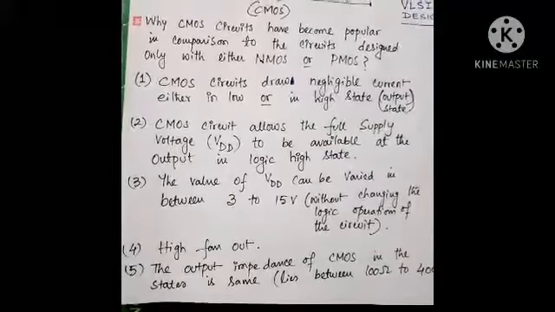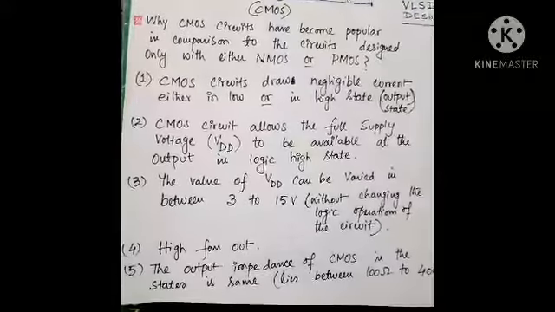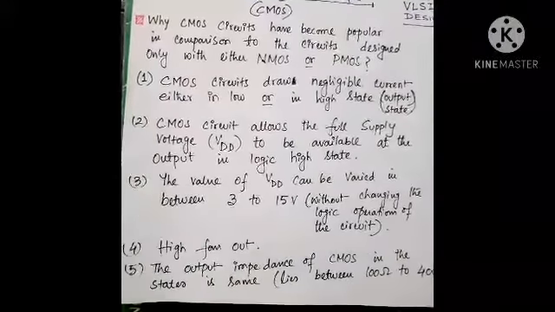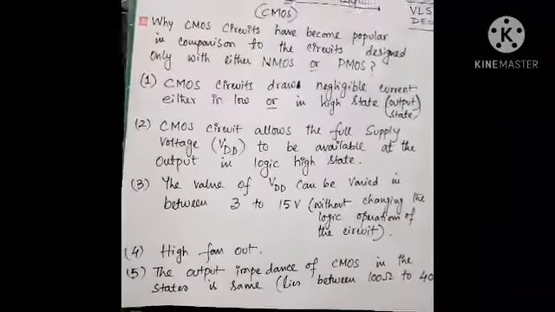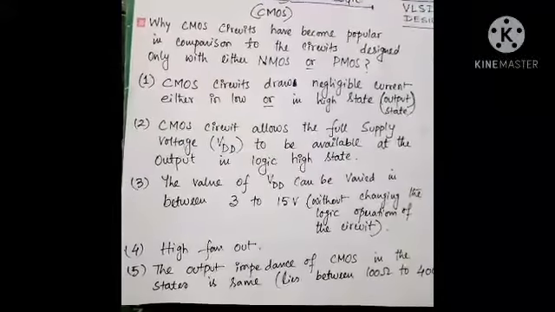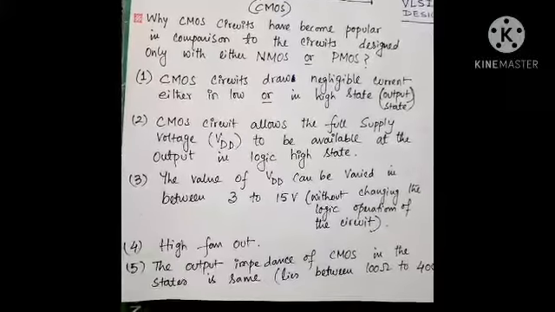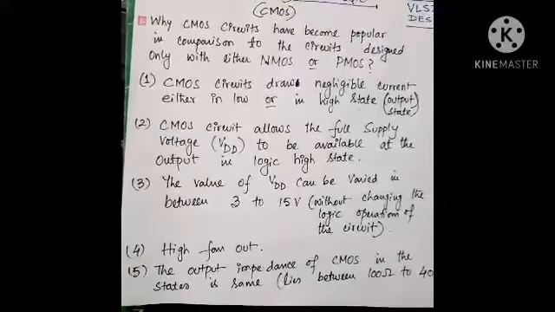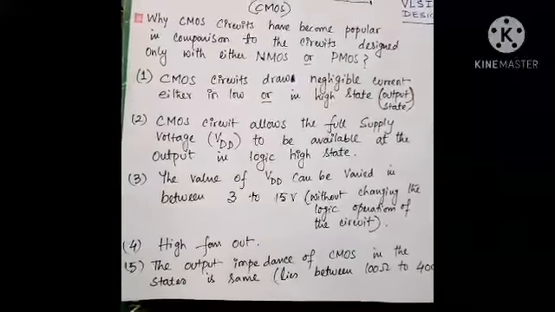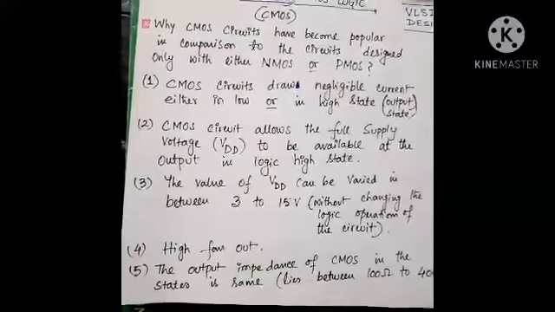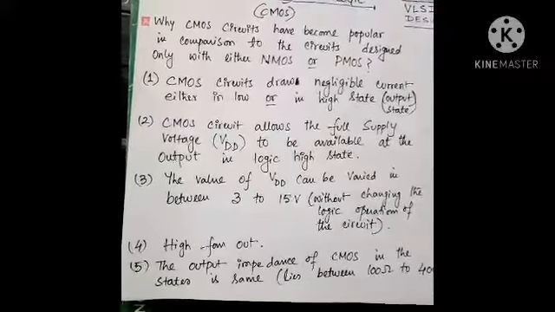Number 4, that is high fan out. That is the number of circuits, the number of devices that we can connect at the output terminal of the circuit. That number is quite high. That is another very important advantage of using CMOS.